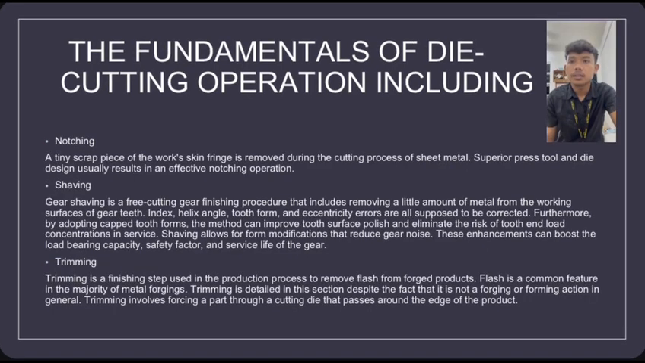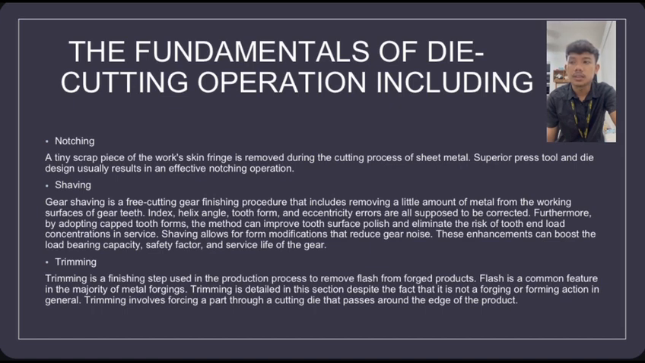The fundamentals of die cutting operation including: number 1, notching. A tiny scrap piece of the work skin fringe is removed during the cutting process of the sheet metal. Superior press, tool and die design usually result in an effective notching operation.